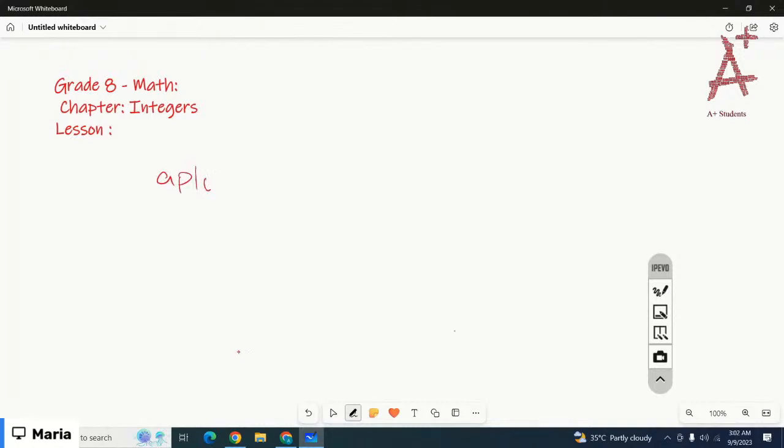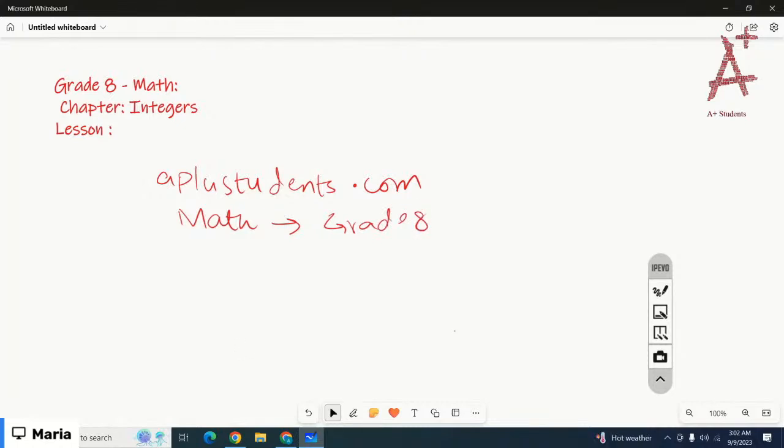You can find all the lessons on aplusstudents.com. You have to log in there using your email address, and the password is provided by the administrator. Then you have to select math from the subject tab. Scroll down to grade 8 and then click on view all lessons. We're going to start with the chapter integers.